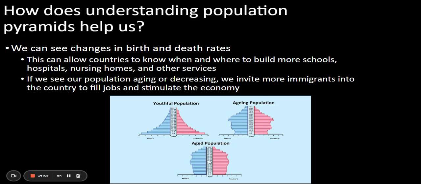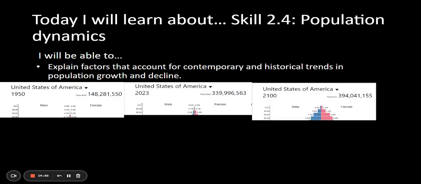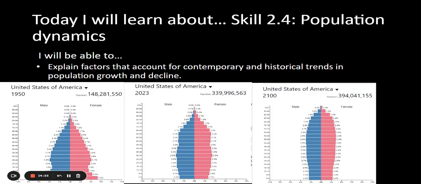That's right. Okay. But ideally, what you want is this middle one, the aged population, where I know it's not a perfect column, but it's almost a straight line. Well, that's perfect. Okay. And that is it for today's lesson.